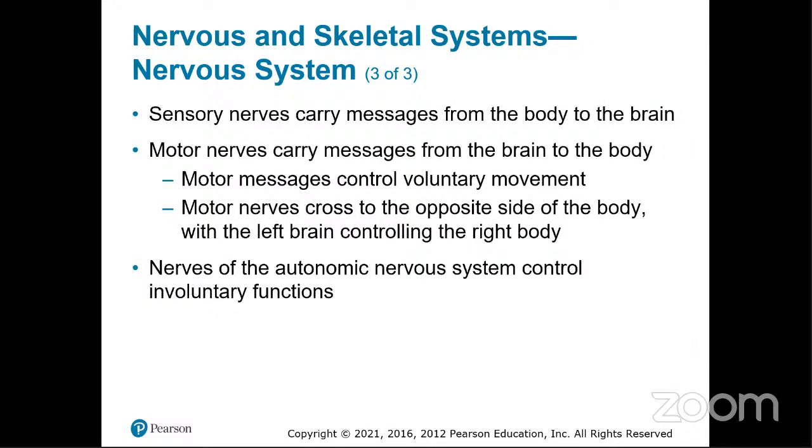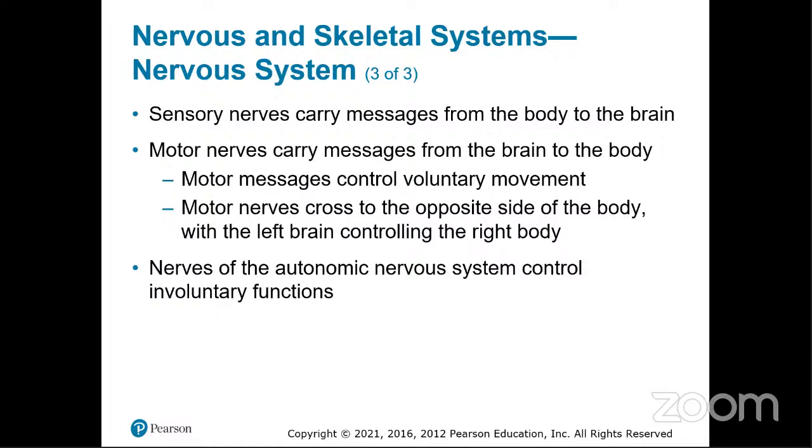So sensory nerves carry messages from the body to the brain. Motor nerves carry messages from the brain to the body. Motor neural messages control voluntary and involuntary functions. And then the motor nerves cross to the opposite side of the body. So the left part of the brain is controlling the right part of the body. It's the same as strokes. So it does the same thing that way.